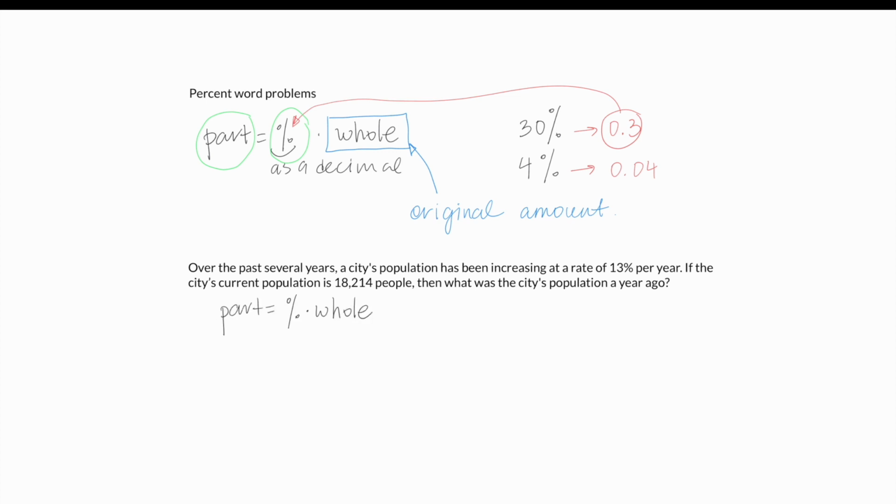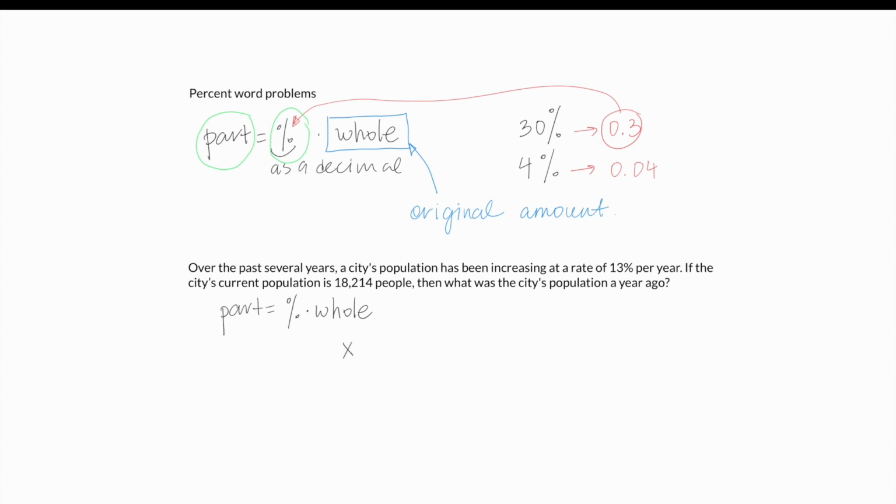A lot of people would consider 18,214 to be the whole because it's just a big number, it makes sense. However, remember that the whole is always the original amount before the increase, before the change, before the discount, whatever the change was. 18,214 people is the city's current population after it increased by the 13%, which means it's not the original amount before the increase, it's actually the final amount. So in place of the whole, for this formula, I'm going to put the x.